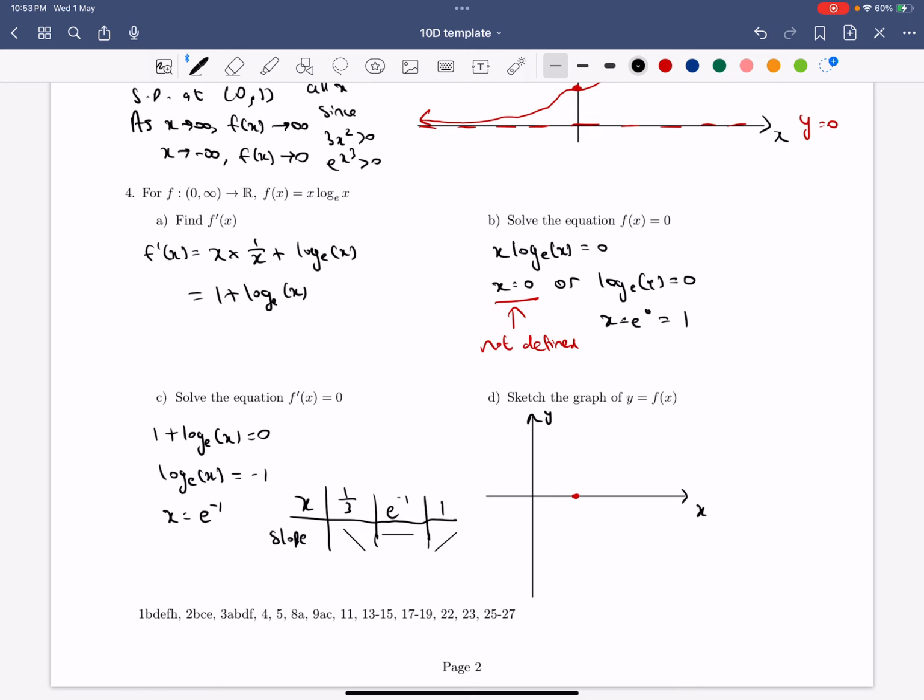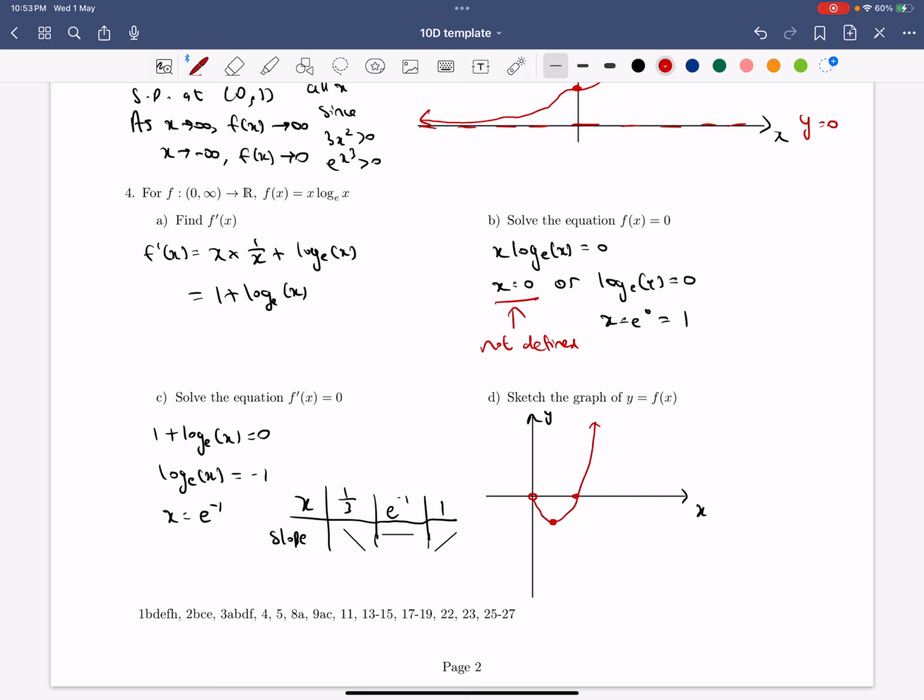So what do we have? We have a local minimum at the point e to the minus 1, and we have an x-intercept at the point x equals 1. So if that's x equals 1, e to the minus 1 has to sit underneath it because it's a local minimum. Maybe there. And then it's an open circle at x equals 0 because it's not defined there. But it's kind of going to look like this, okay?